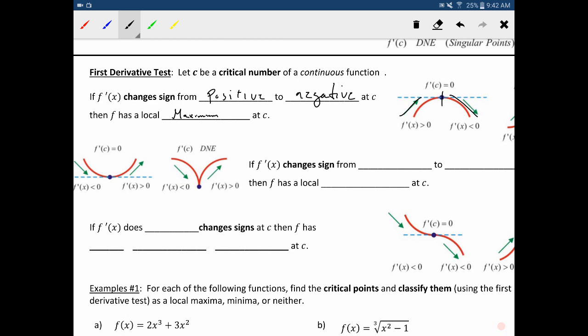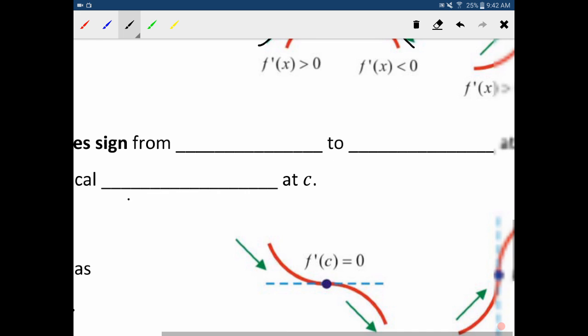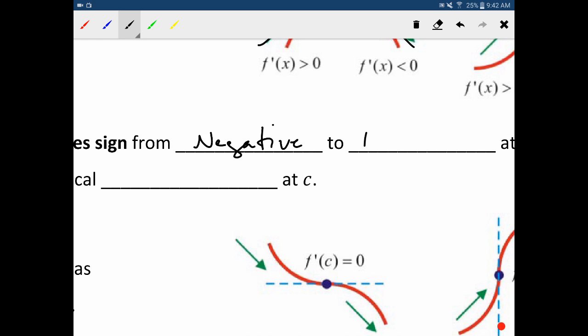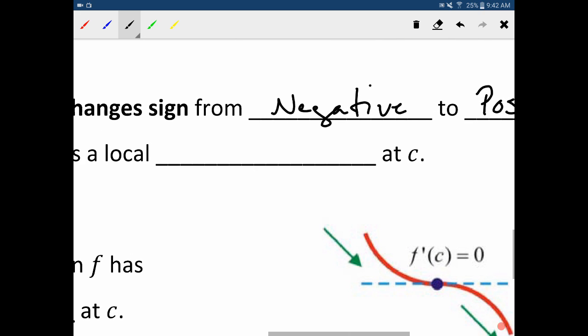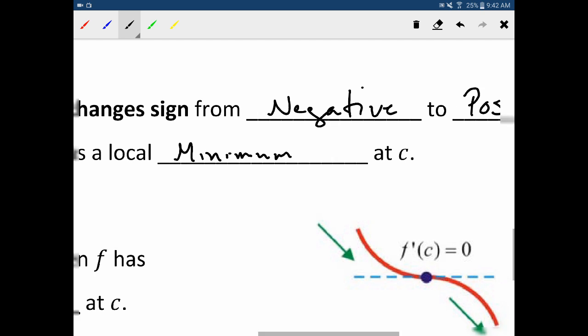Similarly, if it's going down and then changes to going up, then the derivative would be going from negative to positive. That's a little messy, but that's okay. And this would mean that it had a local minimum.